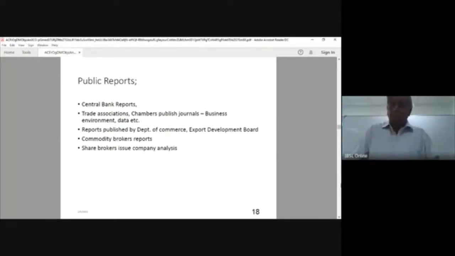If you want to know more about institutions like trade associations and chambers, you can go through the internet. You go and type Sri Lanka public reports in the website. Then you will get them, and peacefully you can go one by one, contact the necessary institutions and collect the information. This is public reports.